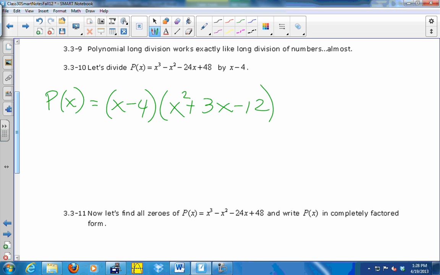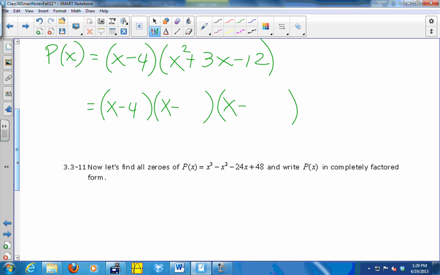Quadratics are sometimes factorable, and even if it's not, I can find the zeros by using the quadratic formula. So does that thing factor? No, I don't think it factors. So if I want to continue to factor it, it's going to look like this. And then I have to put the zeros in there of x squared plus 3x minus 12. So I use the quadratic formula to do that.